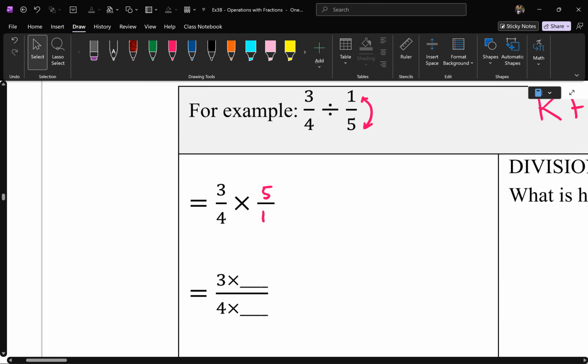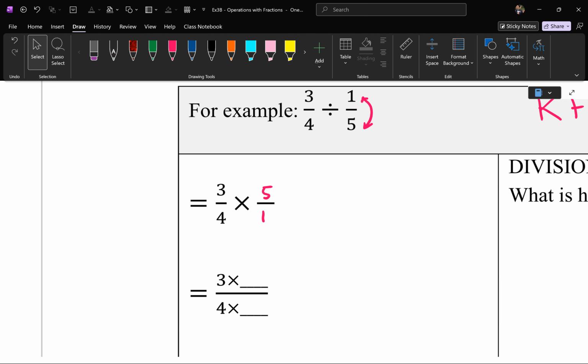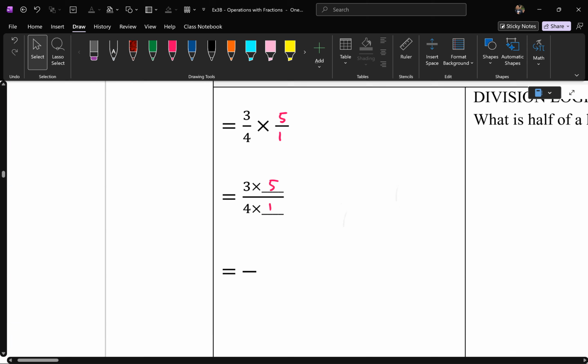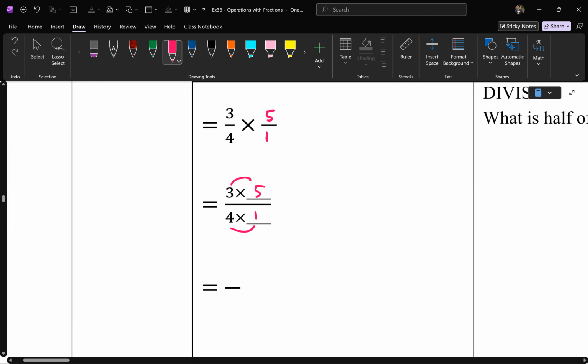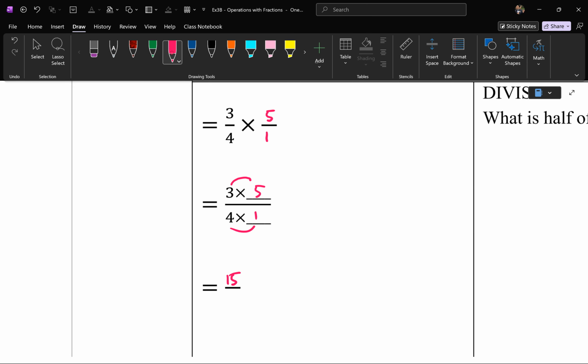And then because now it's times, if you've learnt how to do multiplications, then you can now do the division part here too. So 3 times the 5, 5 times the 1, and this now becomes 3 times 5, and 4 times 1 becomes 15 over 4. If you're wondering what the difference between the first step and the second step is, anyone see it? Why did I put in this step? What's different?